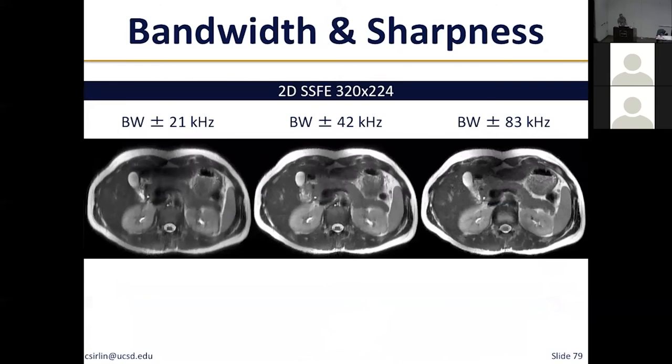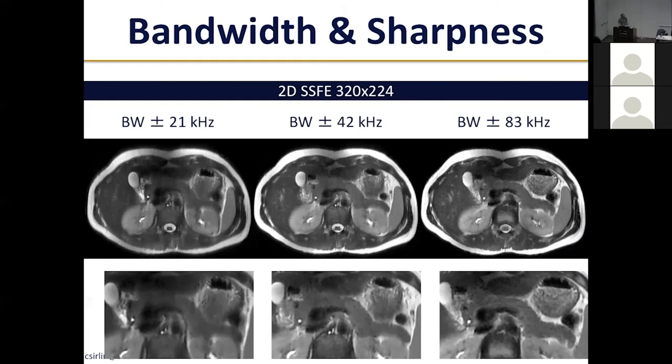Here's a T2 weighted sequence, bandwidth 21, 42, and 83. What I want you to ask yourselves is, which image is the sharpest? Let me now magnify the pancreas a little bit, and you can ask yourself, in which image is the interface between the pancreas and the surrounding fat the sharpest? I hope you all appreciate that this image is sharper than this image, and this image is sharper than this image, which is quite blurry. So if the bandwidth goes up, the image sharpness goes up. If anyone's interested in why this is, I can explain it later, but here is a pictorial representation.